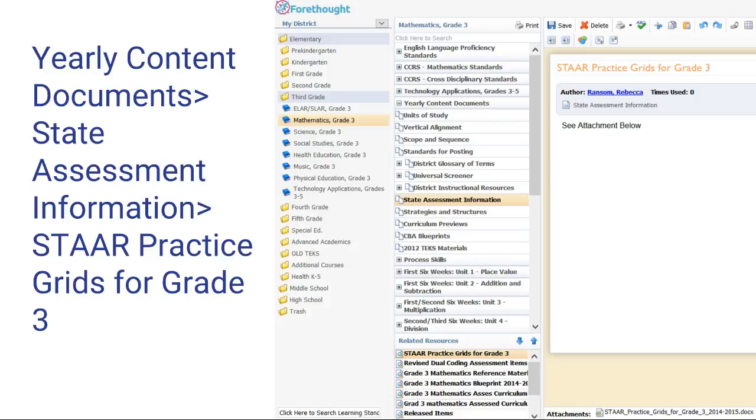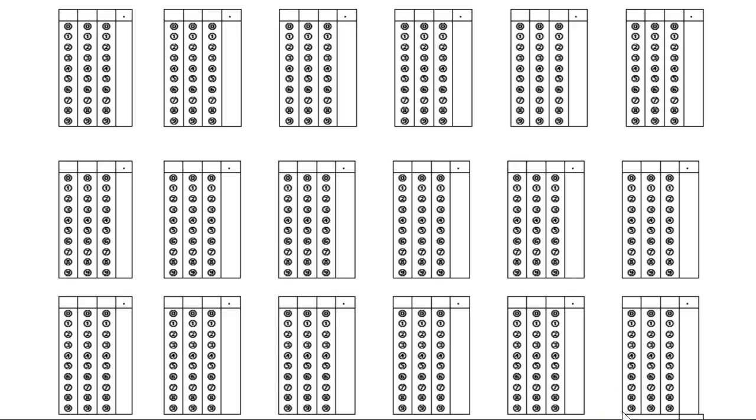If you go into Euphoria to Mathematics Grade 3, then you go to Yearly Content Documents, go to State Assessment Information, and then you'll see at the bottom STAAR Practice Grids for Grade 3. Then in the far bottom, on the right, you'll see the attachment. When you click it, you'll notice that you have a page of griddable items. You can use your snippet tool to snip out 1 or 2 of these and put them with the questions that you ask the kids.